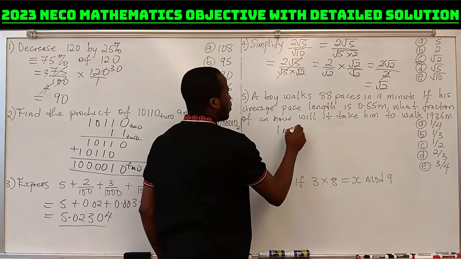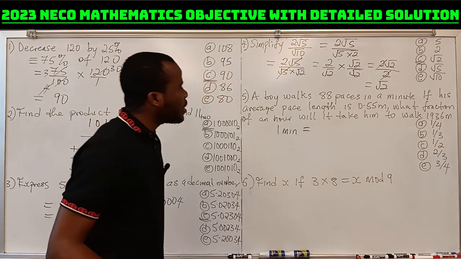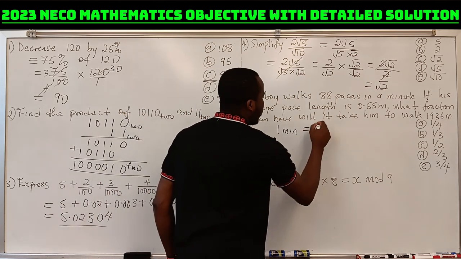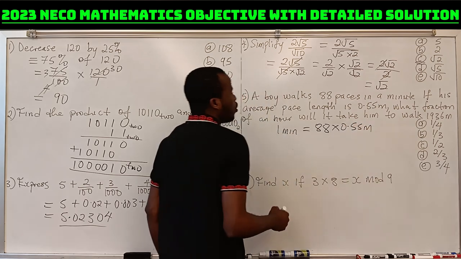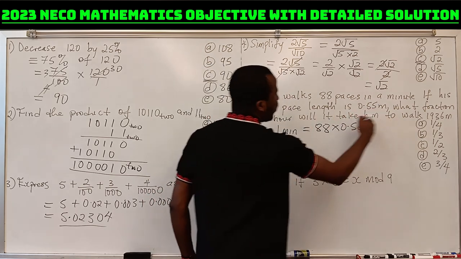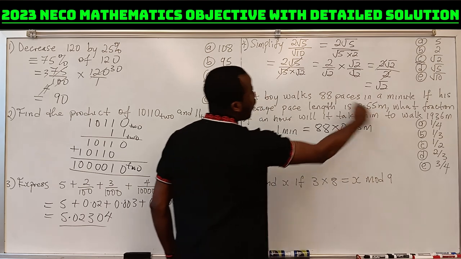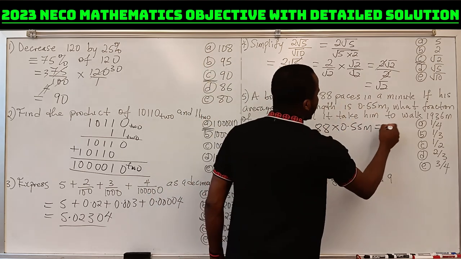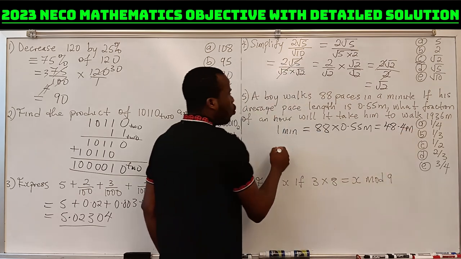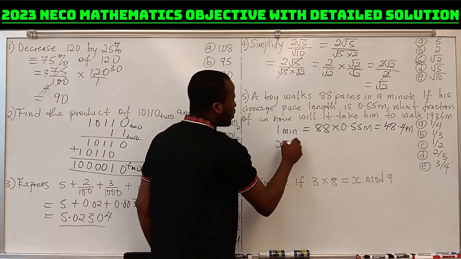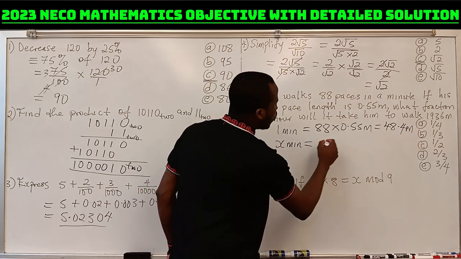In 1 minute, his average distance will be 88 times 0.55 meter. So one pace is 0.55 meter, 88 paces will be 0.55 meter times 88. And this is 48.4 meters.